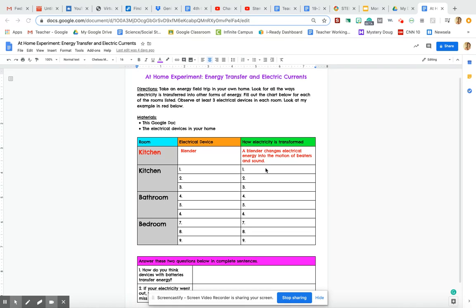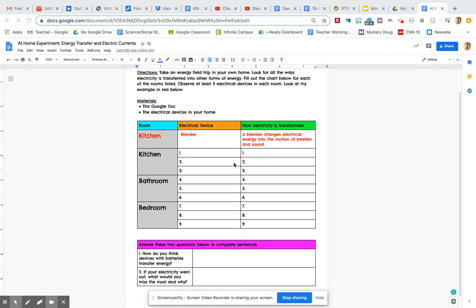So really take a close look at what electrical devices you can find in your kitchen, in your bathroom, and your bedroom. It could even be as simple as a light switch in one of those rooms, and think about what happens when that electricity is being transformed. Does a light come on? Maybe if you have a curling iron, your mom's curling iron, does it get hot? Does it produce heat? That is what I'm looking for over here. It can just be a simple explanation of how electricity is transformed into heat, sound, light, whatever you observe.